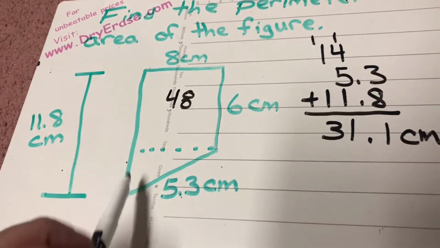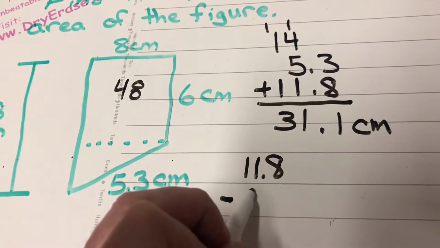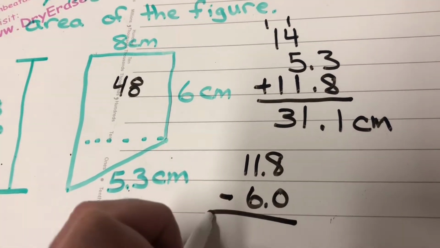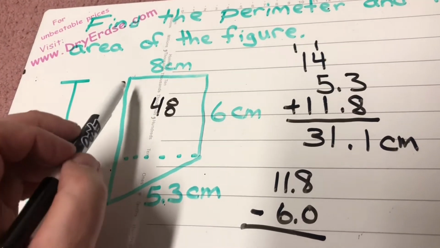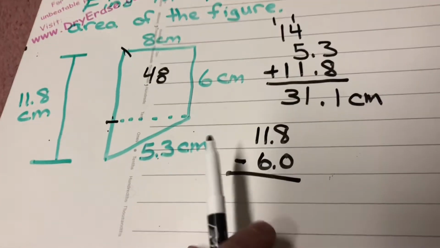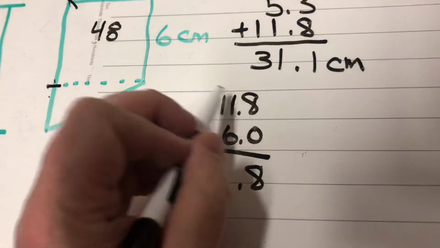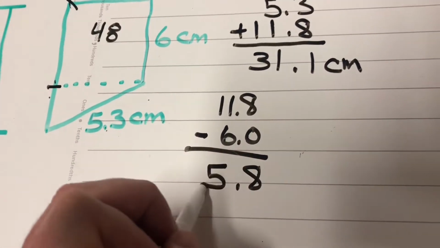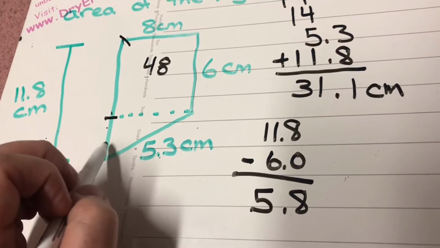Now for the triangle, the distance from here to here is 11.8, and from here to here is 6. So to find out what's left, I'm going to have to do 11.8 and subtract the 6.0 that is right here. The whole thing is 11.8. I know that from here to there is 6. So if I just go ahead and subtract those, 8 minus 0 is 8. And then I know that 11 minus 6 is 5. So I get 5.8. The difference is 5.8.